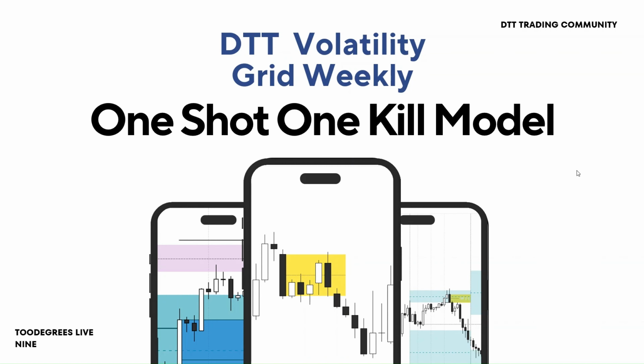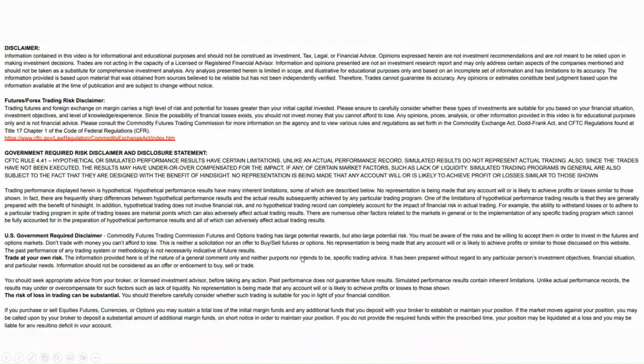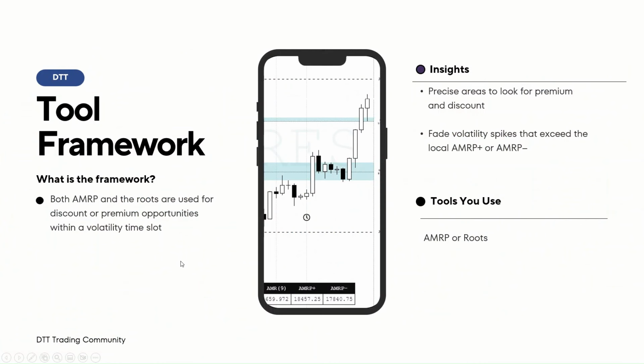So without further ado, I do want to disclose this, right? This is not advice. So I do want to point that out. It's just the way I trade.